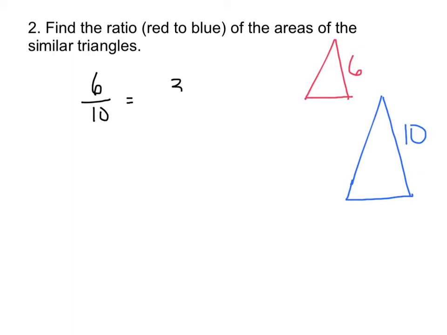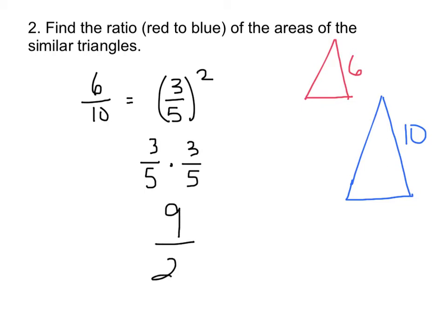6/10 equals 3/5. But in order to find the ratio of the area, you must square that. Now if you don't remember how to square something, all that means is 3/5 times itself. 3 times 3 is 9, 5 times 5 is 25. Therefore, the ratio of the areas of their similar triangles is 9/25.